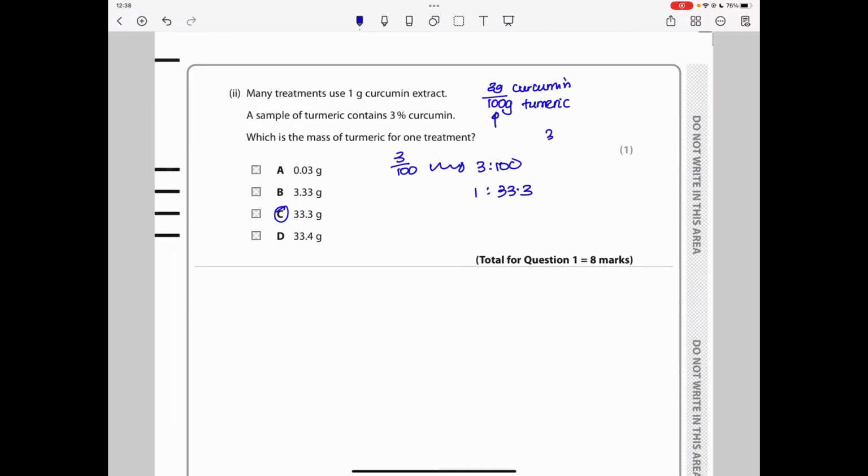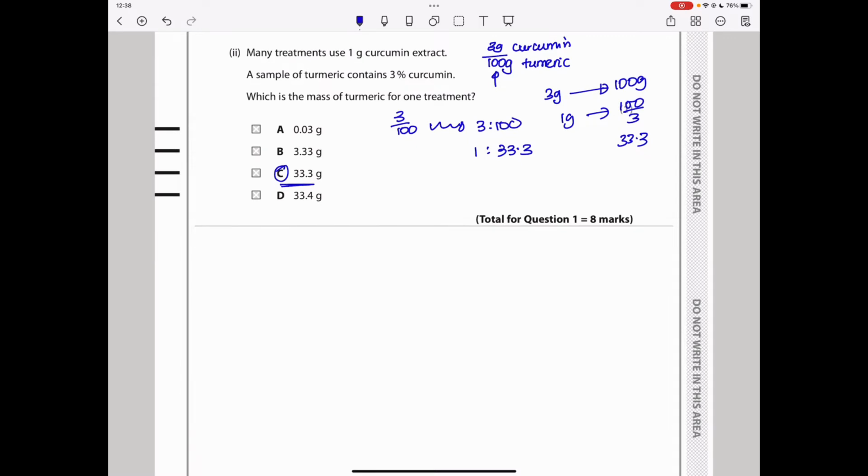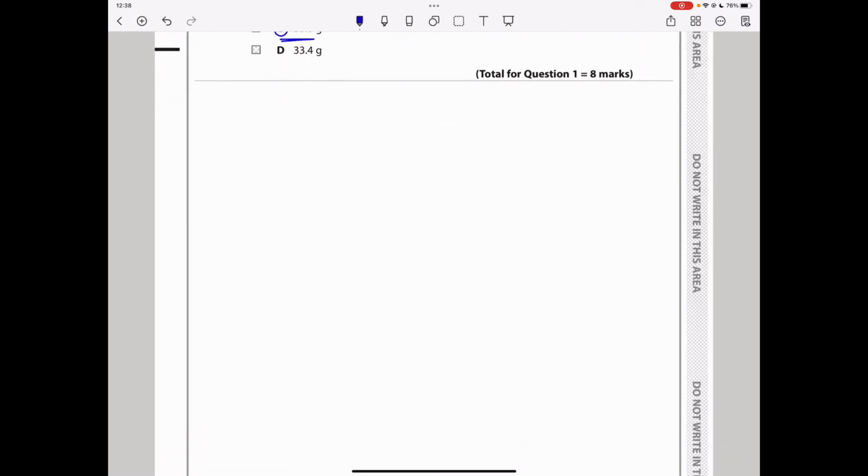If 3 grams of curcumin are contained in 100 grams of turmeric, 1 gram is going to be contained in 100 divided by 3, which is 33.3. And the answer here is going to be C. So this brings us to the end of question 1. Let's move on to question 2.